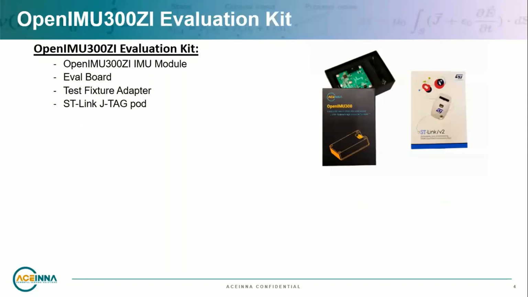When you order an evaluation kit of OpenIMU300, this is how the packaging looks, and I will talk you through the main components that it comes with: the OpenIMU300ZI IMU module, the evaluation board, and a test fixture adapter, which is used to precisely mount the IMU in a precise location on the evaluation board. It also has an ST-Link JTAG port, which is used to program the microcontroller. I will talk in detail about each component individually in the coming slides.